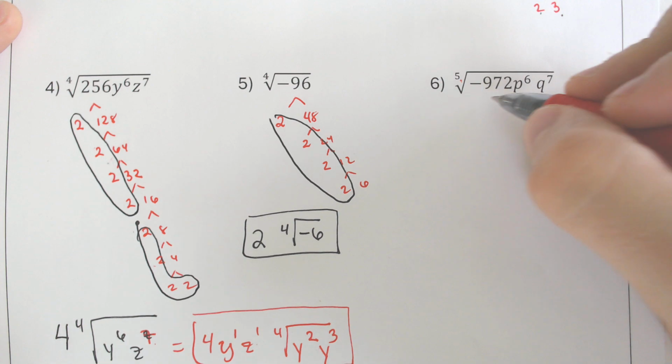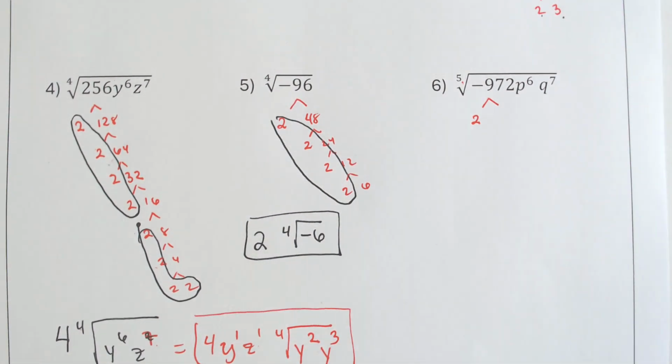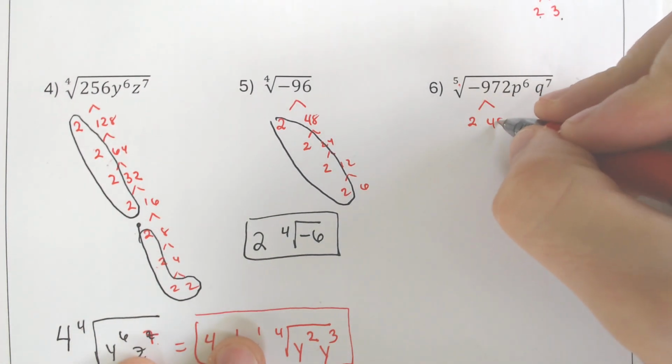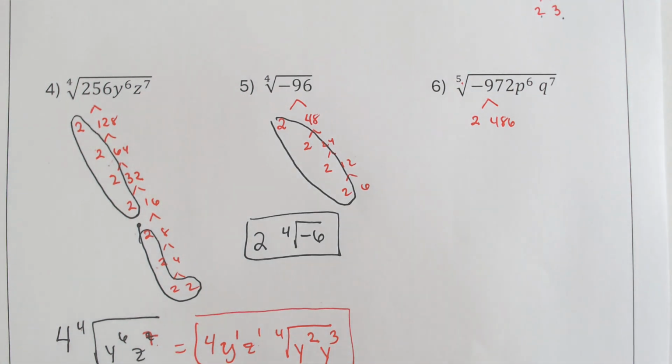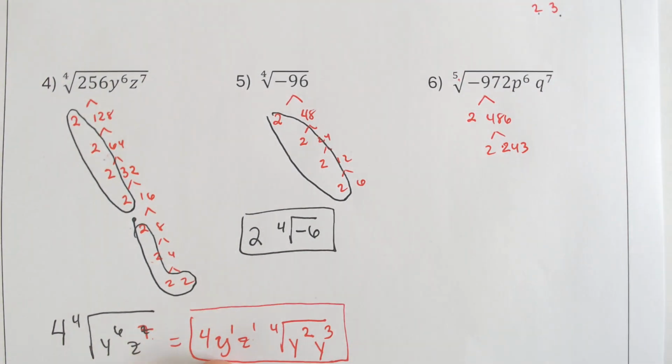Oof, 972. That's going to be a lot of breaking down. So I'm gonna keep with my idea that 2s are easier. It might take more space. 972 divided by 2 ends up equaling 486. Divide by 2 ends up equaling 2 and then 243. I cannot divide by 2 anymore.